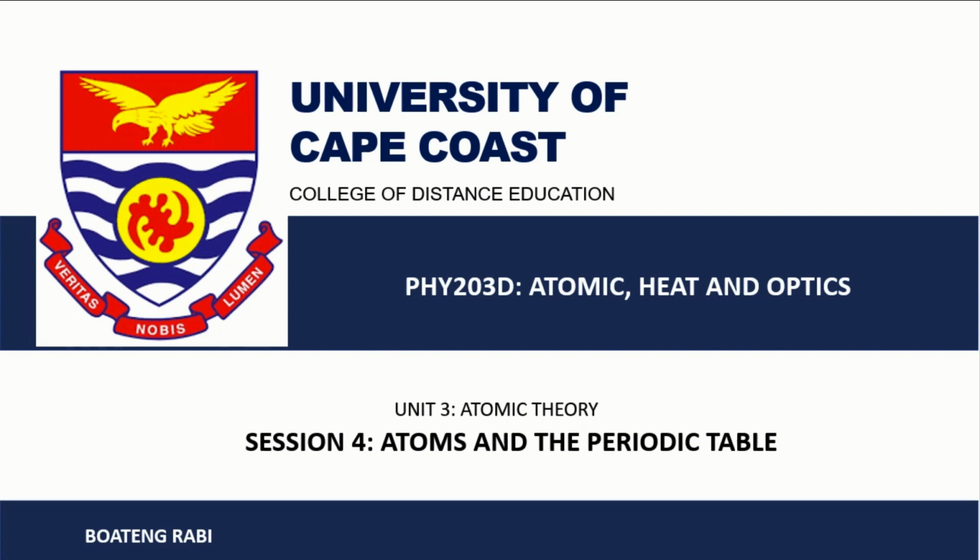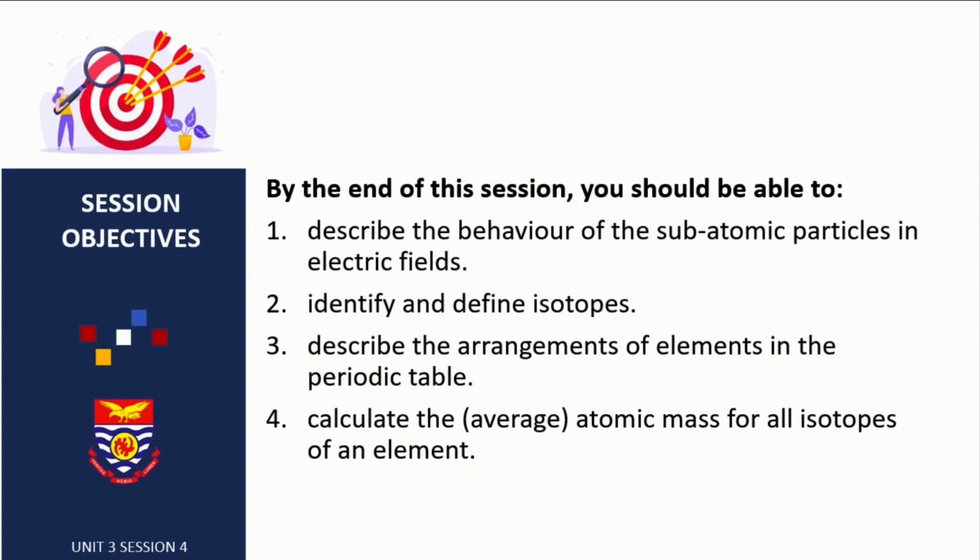In this section, we'll be talking about the atoms and the periodic table. Let's look at the objective of this section. We have 4 objectives here, and the first objective is to be able to describe the behavior of subatomic particles in electric fields. Secondly, we should be able to identify and define isotopes. Thirdly, describe the arrangement of elements in a periodic table. And lastly, we should be able to calculate the average atomic mass of all isotopes of an element.